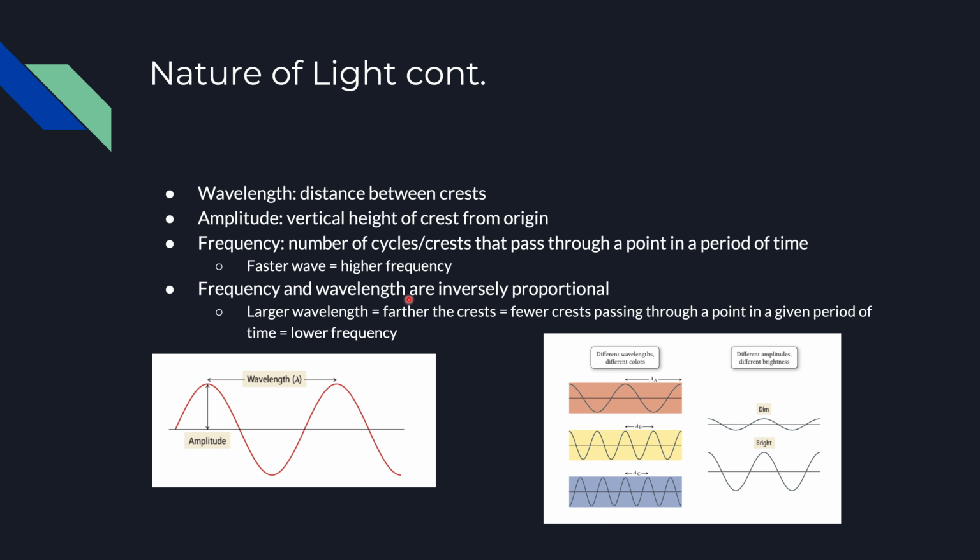The larger the wavelength, the farther apart the crests, the fewer crests passing through a point in a given period of time, which means lower frequency. And the opposite is also true: shorter wavelength, closer together the crests, more crests passing through a point, higher frequency. As you can see, different wavelengths produce different colors, and different amplitudes produce different brightnesses. We will talk about this later on, the colors part.